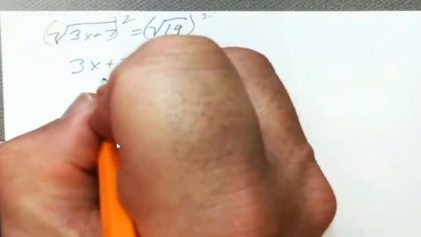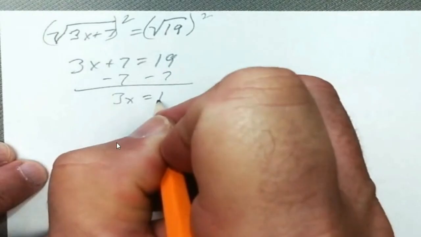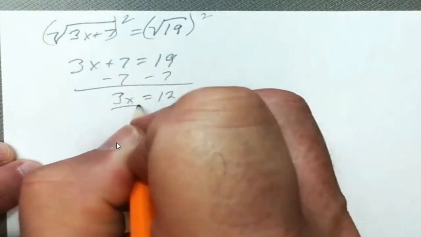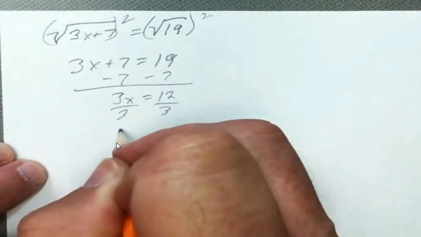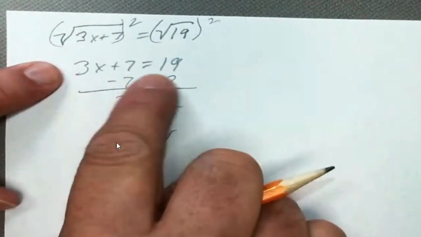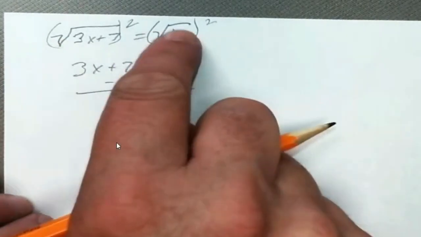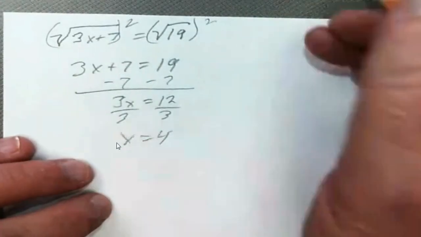And then we can solve for x. So 3x equals 12. Divide by 3. X equals 4. So that's not bad. This is just an algebra 1 problem. Very simple. Solve for x. All right. We just square both sides. But we need to check this.